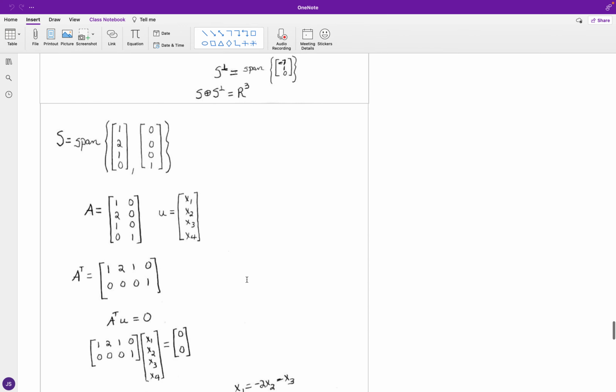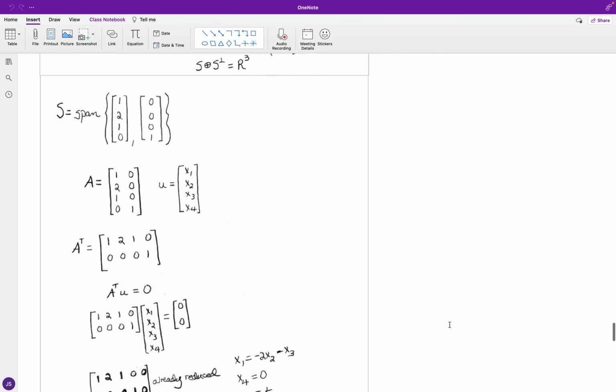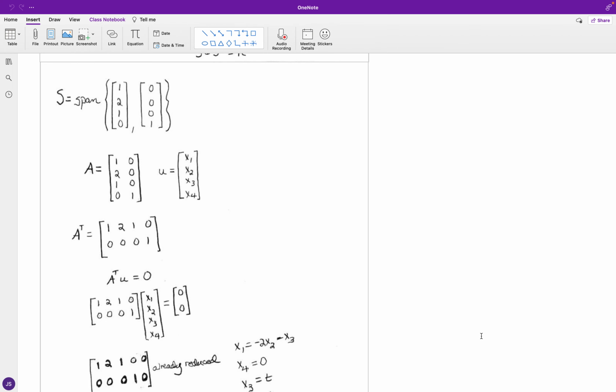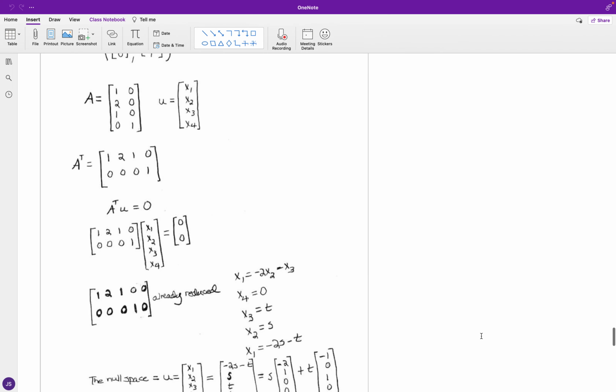Running it through the process again, we have the transpose of A times U equal to 0. Putting it in augmented matrix terms, this is already going to be in reduced form. So you have 1, 2, 1, 0, 0, and 0, 0, 0, 1, 0. And so for x1, that is equal to negative 2x2 minus x3. x4 is equal to 0. And so x2 and x3 will be free variables.